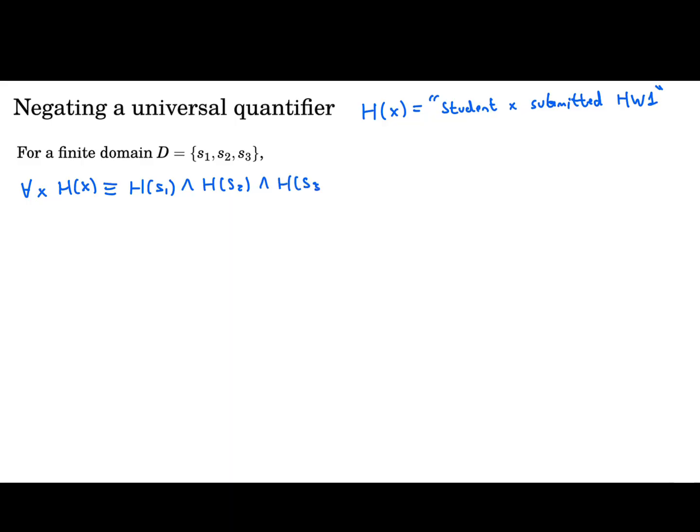h of S3. So what we're saying here is that to say that for every x in the domain student 1, student 2, student 3, h of x happened is the same to say that student 1 submitted the homework and student 2 submitted the homework and student 3 submitted the homework, right?